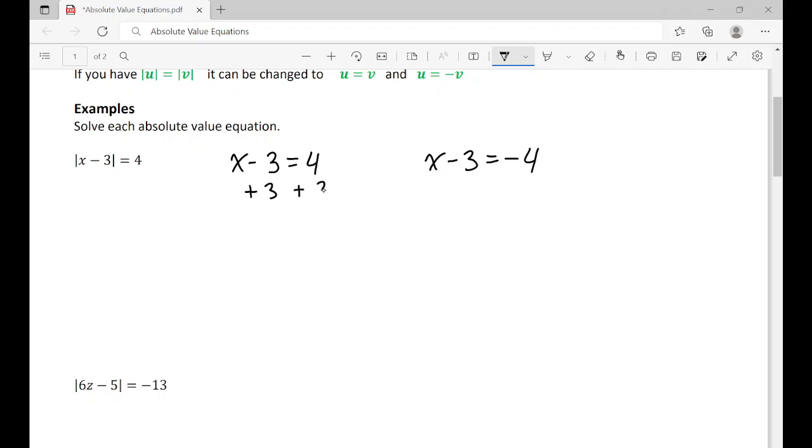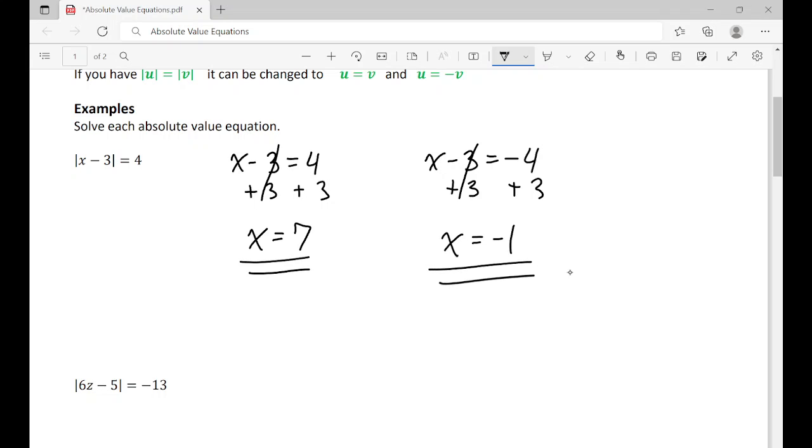Add 3 to both sides. x is going to equal 7. Easy enough. But now I'm going to do the same thing here. I'm going to add 3 to both sides, and x is going to equal negative 1. So I will actually get two answers for this absolute value equation, a positive 7 and a negative 1. The order is irrelevant of which one you put first, as long as you have both.